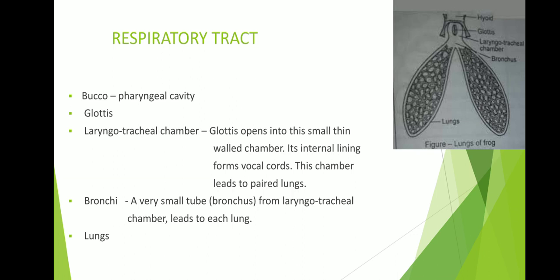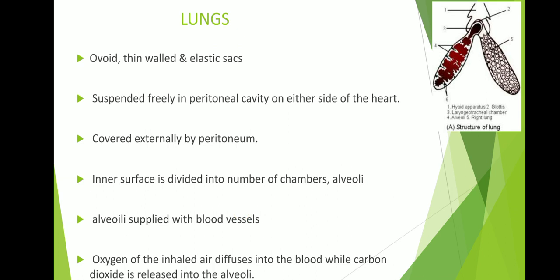And then lungs are ovoid, thin-walled and highly elastic sacs. They are suspended freely inside the peritoneal body cavity on either side of the heart. They are covered externally by peritoneum. The inner surface of each lung is divided into many small air sacs called alveoli by a network of septa.